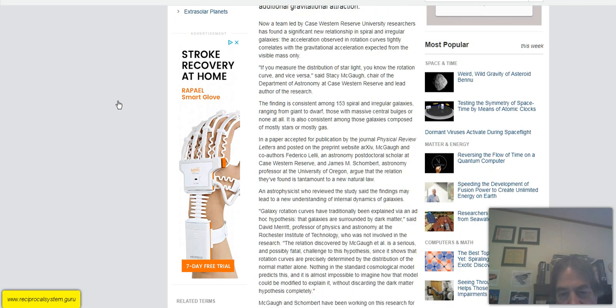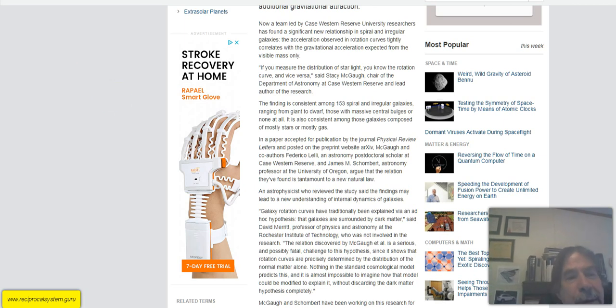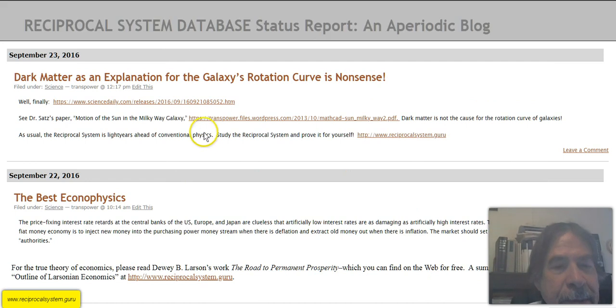The relation discovered by McGaugh et al. is a serious and possibly fatal challenge to this hypothesis, since it shows that rotation curves are precisely determined by the distribution of normal matter alone. Nothing in the standard cosmological model predicts this, and it is almost impossible to imagine how that model could be modified to explain it without discarding the dark matter hypothesis completely. Wow, what an amazing admission.